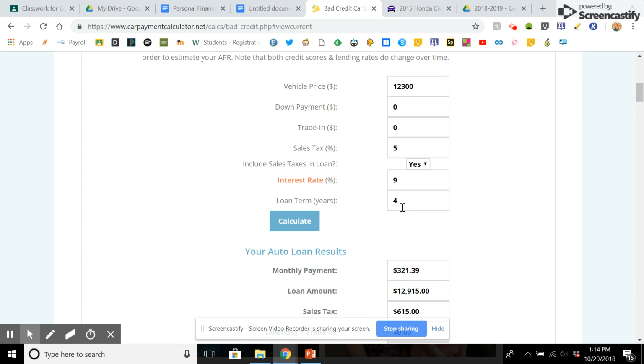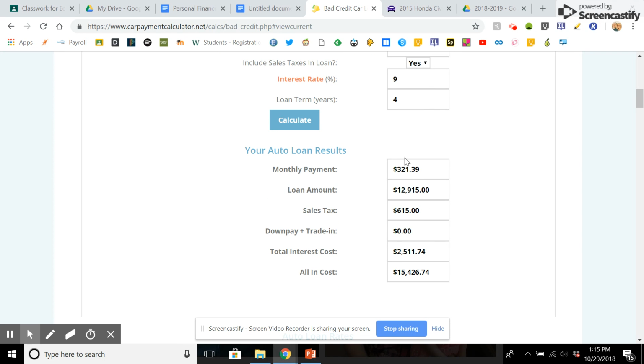So for my purposes, I'm going to do 4 years and my monthly payment is going to be this amount. So this right here, these numbers are the ones that you can either copy and paste or you can snip and you can add it to your personal finance project.